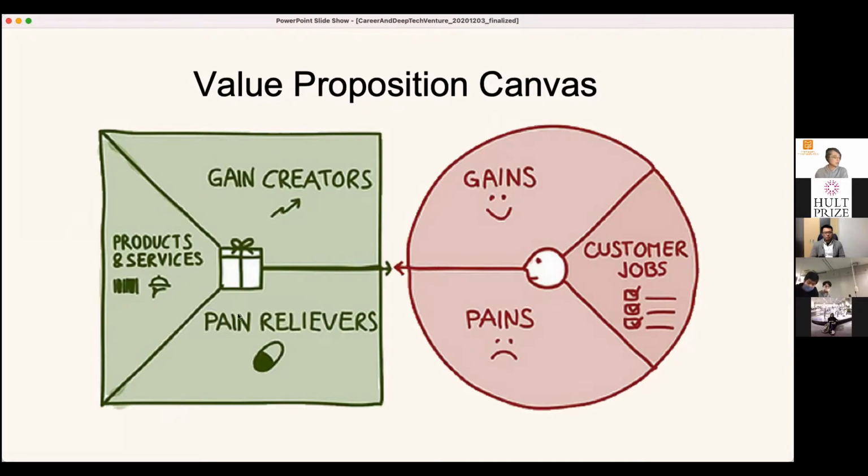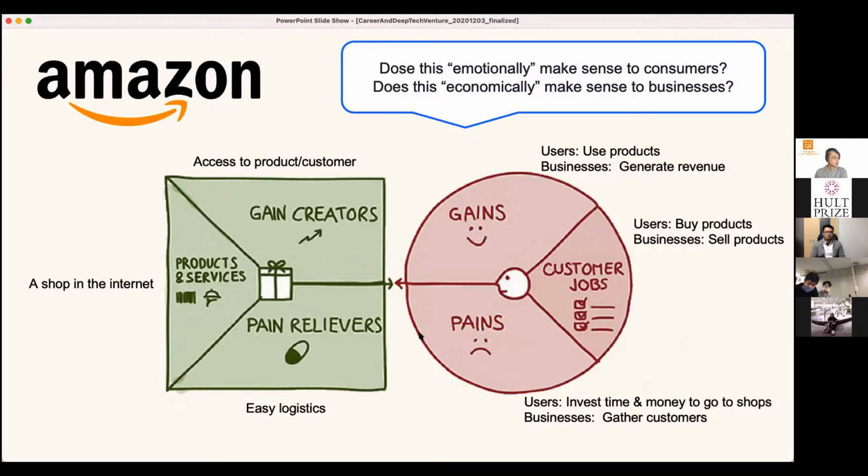So this is a very simple but very important framework. And this is an example, Amazon. So Amazon actually has two customers. One is a consumer and the other is a business, because on the Amazon platform, the makers can sell their product, and the consumer can buy it on the Amazon platform, right? So Amazon is facing both.